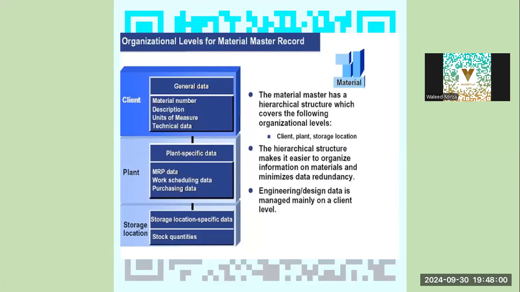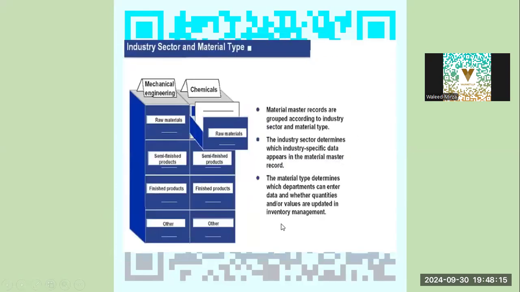And these are some of the segments, like client. The client has material number, description, and so on. Plant has MRP data, storage location has stock quantities, and so on.